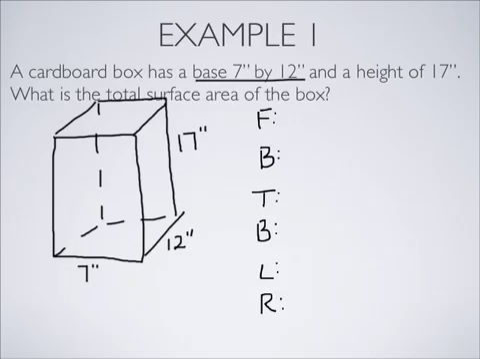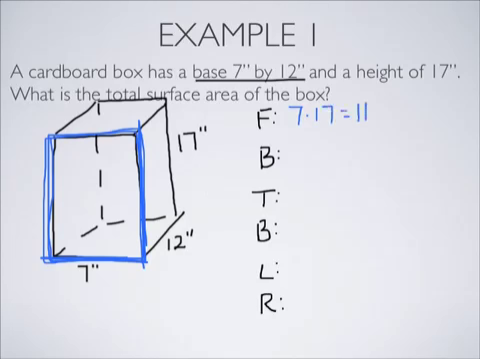So if I want the front of the box, that's this here. Think about which two numbers you need to find the area of that blue rectangle. It would be 7 inches on the bottom and 17 inches up the side. So 7 times 17 gives me, let's see, that's 70 and 49, so 119.